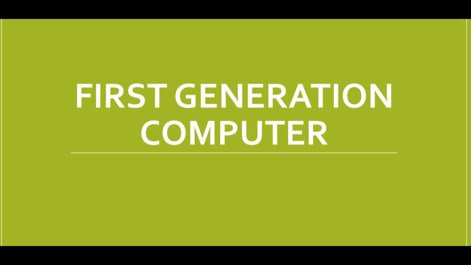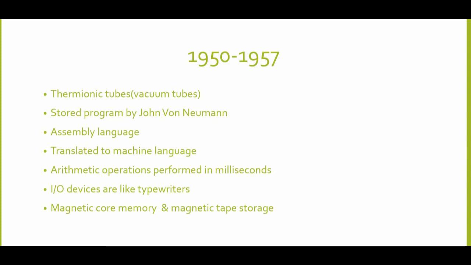So the first generation computer, what are the features of first generation computers? The first generation computers are those which come under 1950 to 1957. Computers came in this period, and the basic element of these first generation computers are thermionic tubes or vacuum tubes. It also has the stored programs developed by John von Neumann. We have already discussed it, it is known as von Neumann architecture.